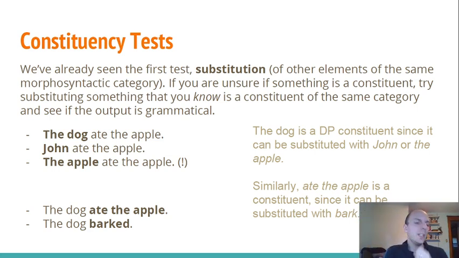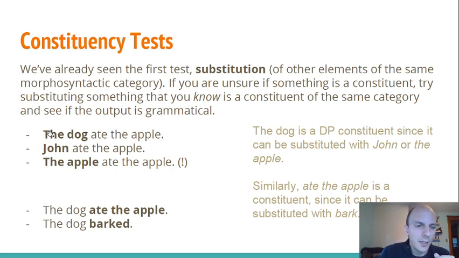We can substitute something like John in. John ate the apple. The dog ate the apple. John ate the apple. This suggests that the dog and John are the same type of thing. You might think that's a noun phrase and that'd be totally okay. But we're going to jump ahead, some spoilers, and we're going to call this a DP.